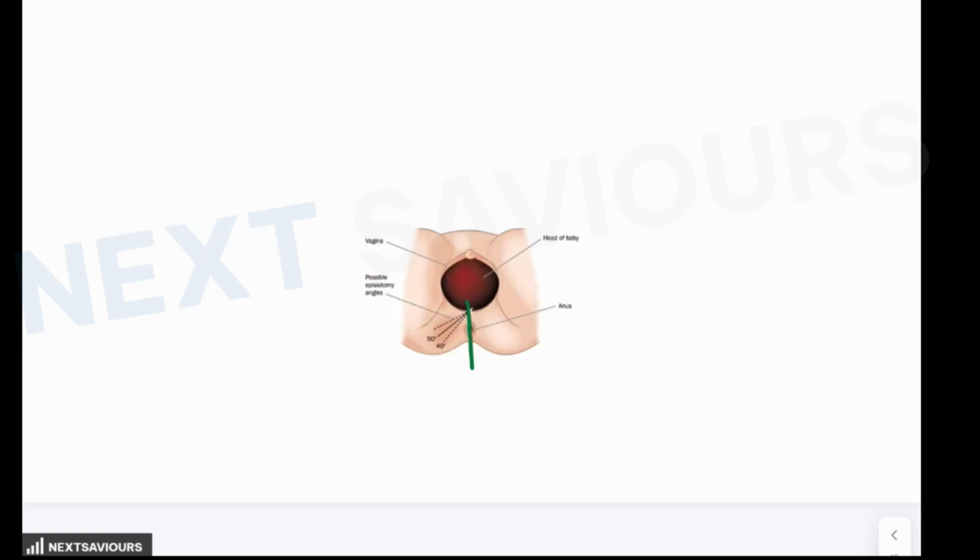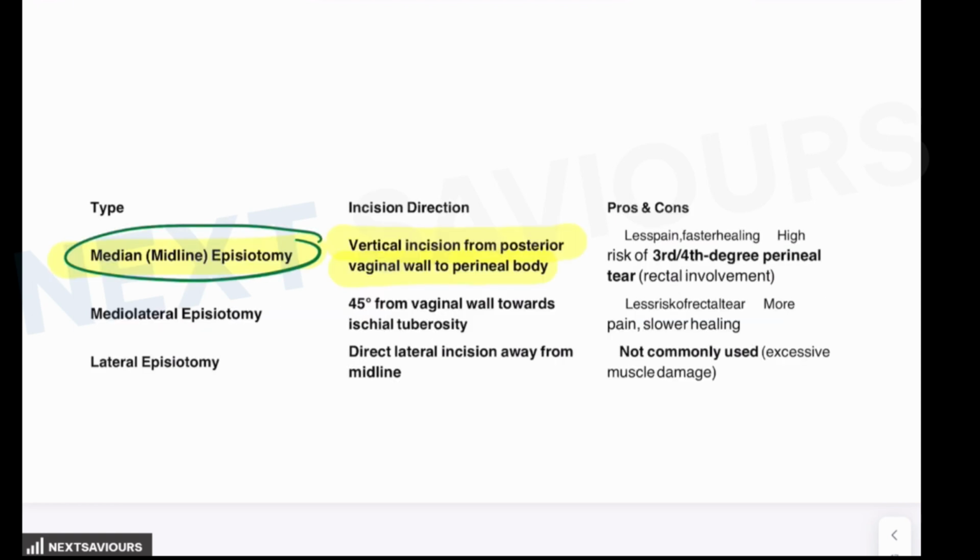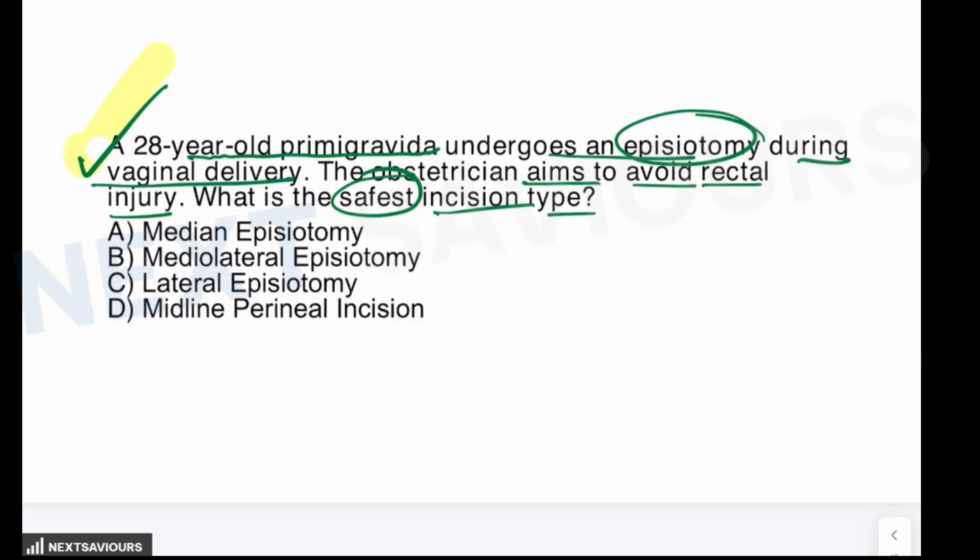This is median incision. But the problem with this kind of incision is that it might result in a high risk of perineal tear. That means rectal involvement. Although it has the advantage of causing less pain and faster healing. So that is one point. Specifically in the question it is asked that the clinician aims to avoid rectal injury. So what is the best incision for that? So obviously it is not the median episiotomy. You can very easily rule it out.